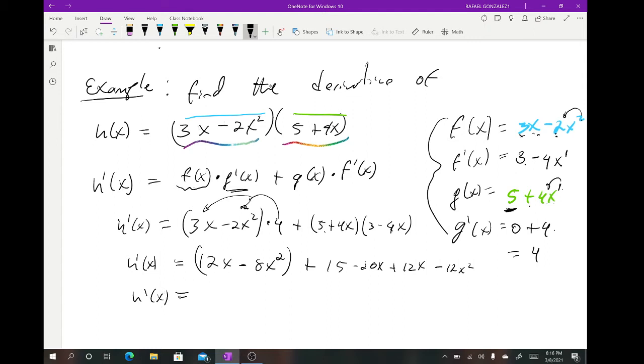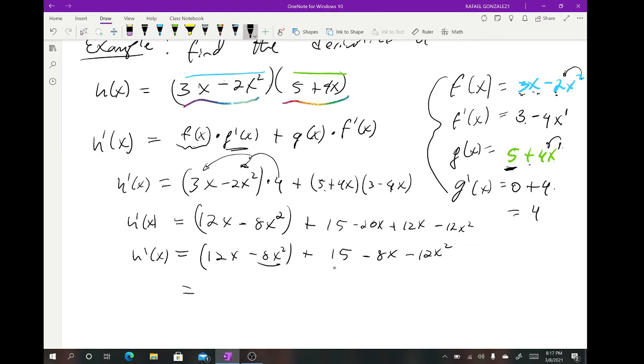So if we combine like terms a little bit here, we have 15 minus 8x minus 12x squared. Notice here that there's some other terms that I can combine. I could combine this negative x squared with that negative 12x squared, and I can combine this 12x with this minus 8x, and I'm going to put the x squared term in the front, so it's going to be negative 20x squared plus 4x plus 15.